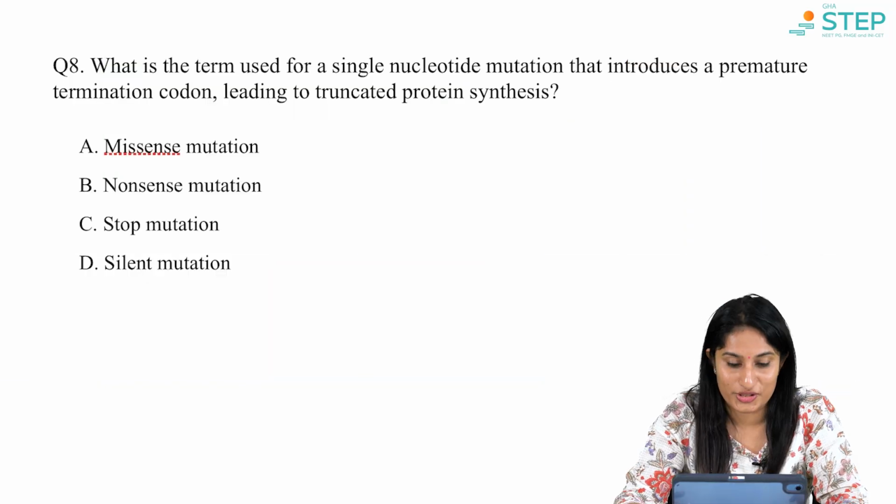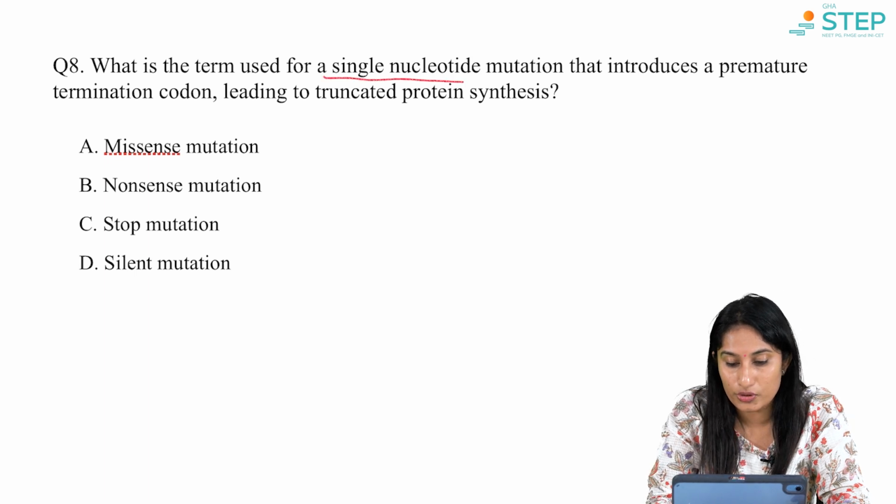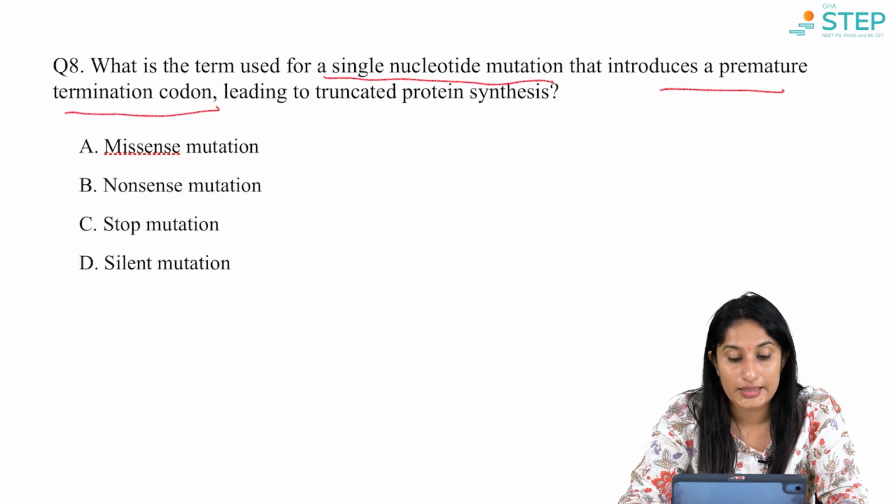Moving on to the next question. What is the term used for a single nucleotide mutation that introduces a premature termination codon leading to a truncated protein synthesis? Okay, we have a question from genetics now. So, which chapter? The mutation. A single nucleotide mutation introduces a premature termination codon leading to truncated protein synthesis.